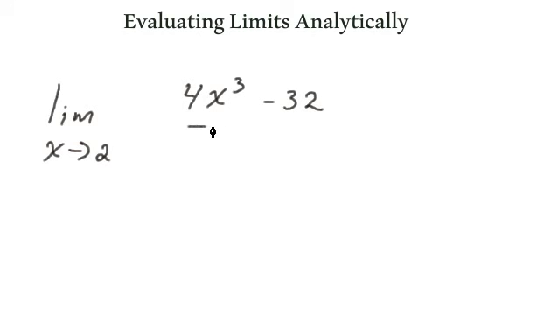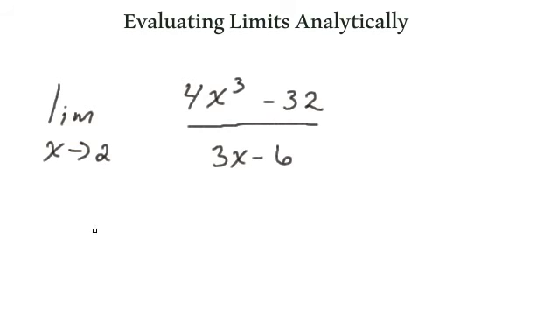Okay, quiz time. It's quiz time. We got the limit as x approaches, what's x going to approach? 2? 2 sounds good. Of 4x cubed minus 32 over 3x minus 6. So there's your problem, and you try to get the answer. Okay, so pause the video. Pause it now. Do it.